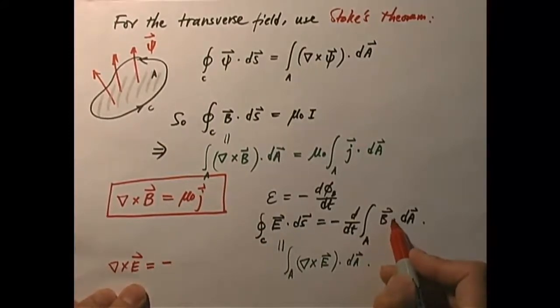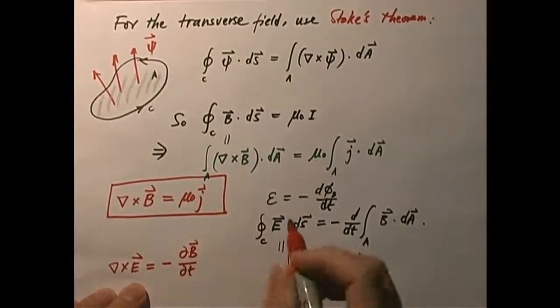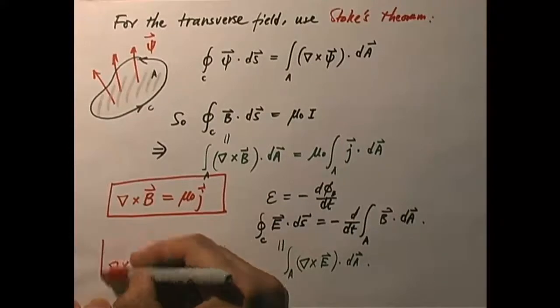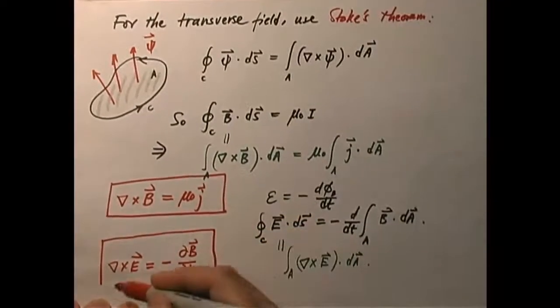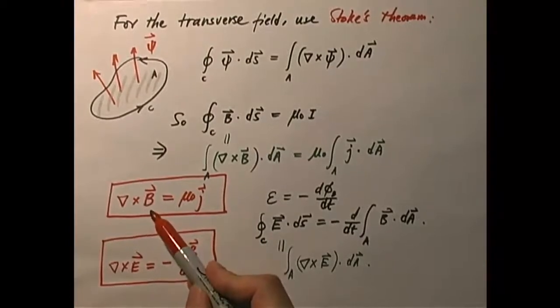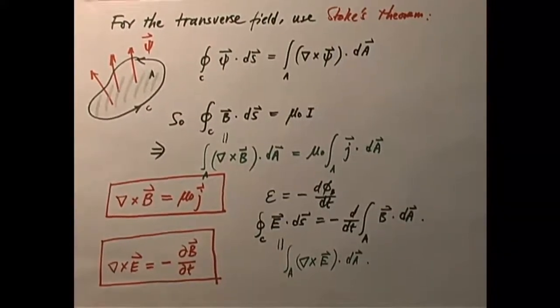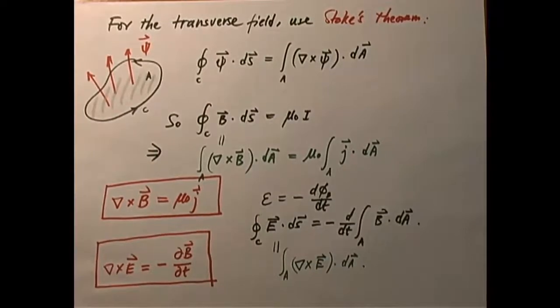Okay, now B depends not only on time but also on space, location, and I'm only taking the derivative with respect to time, and therefore I just use the partial derivative sign. That is the integrand on the right hand side. So that is the differential form of Faraday's law. This one describes the transverse part of the magnetic field, and this one describes the transverse part of the electric field. Okay, so now we can finally put everything together.